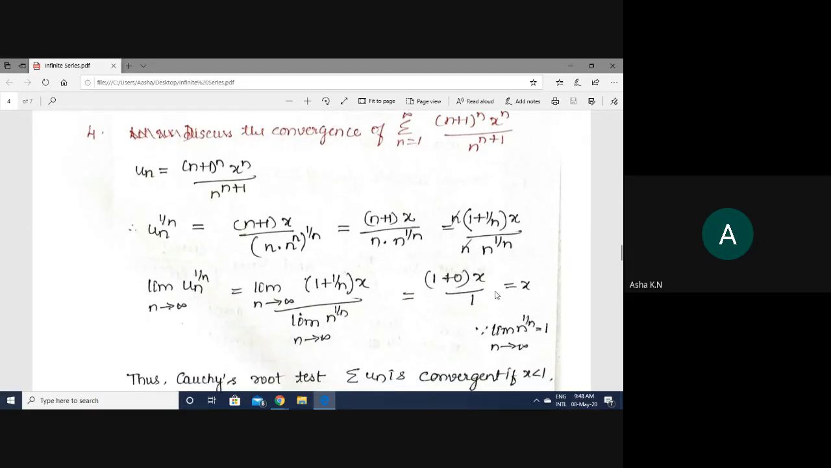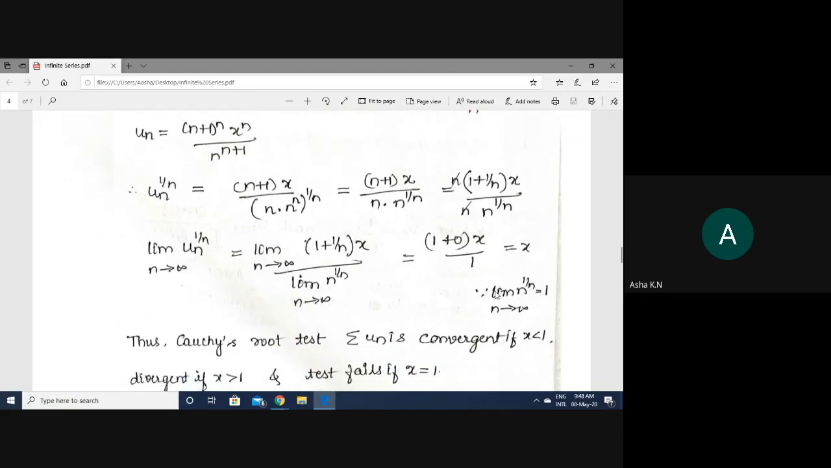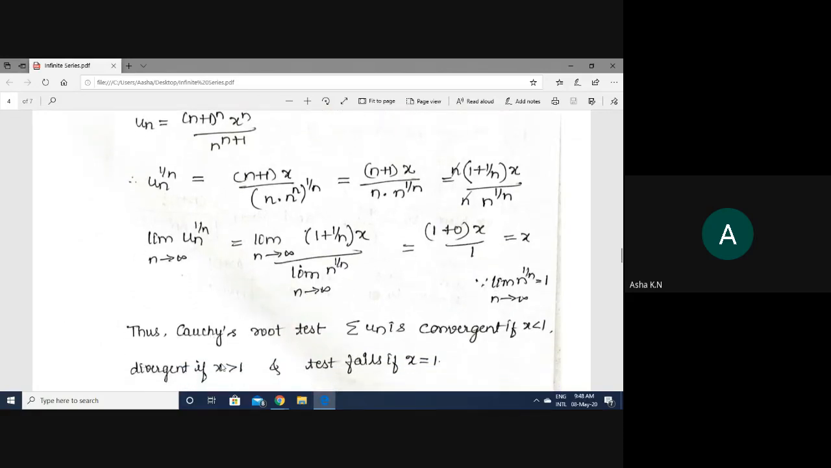So what's the nature now? It is convergent if x is less than 1. Divergent if x is greater than 1, because we don't know the value of x. It depends on the value of x now. And the test fails if x is equal to 1. This is about Cauchy's root test.